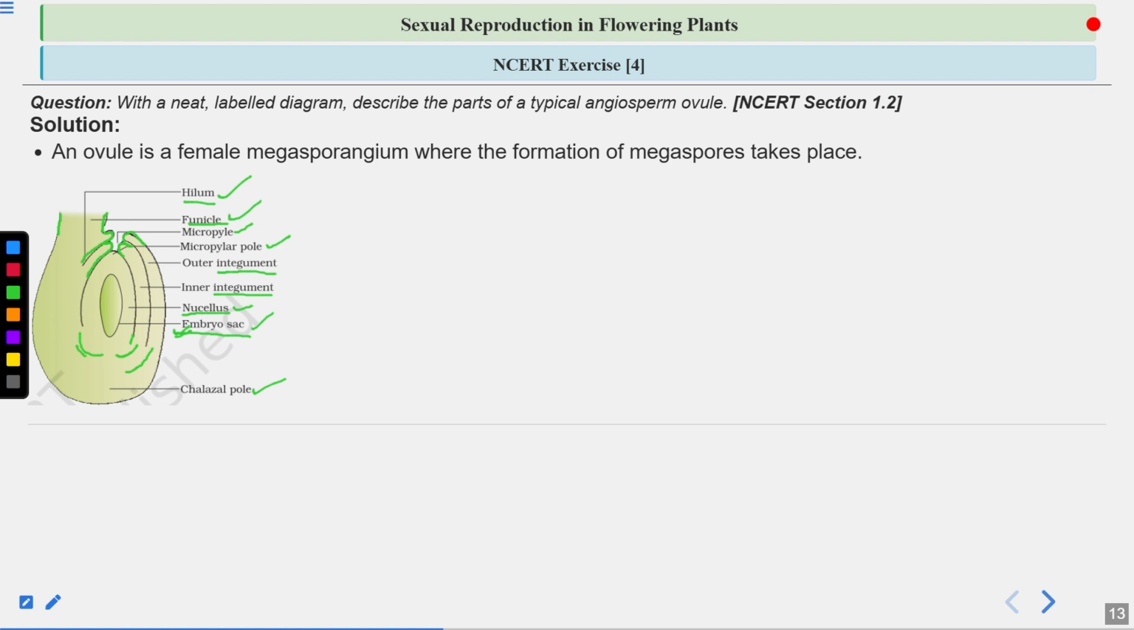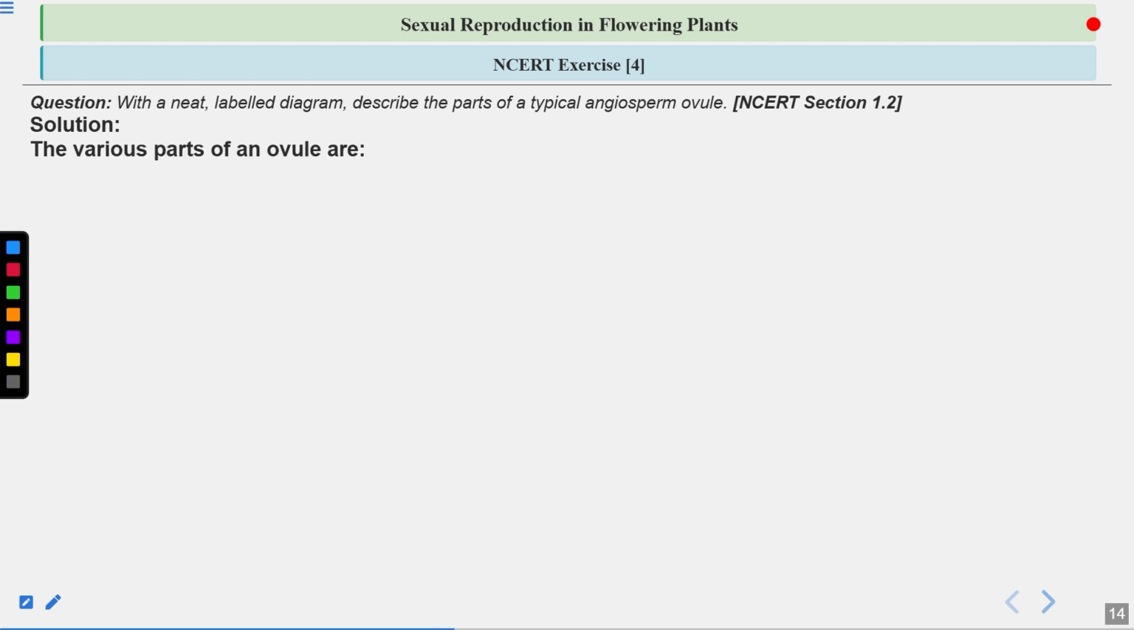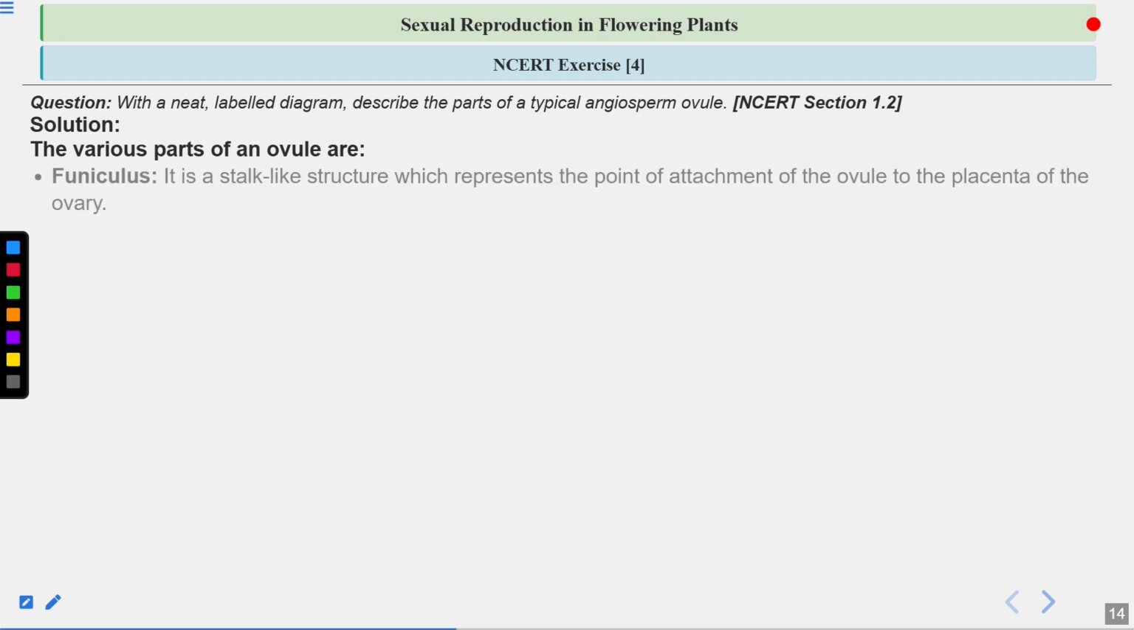So this is the whole structure of the megasporangium or ovule. Don't get confused with these two words, megasporangium or ovule. They are the same thing. So the various parts of an ovule are: first one is the funiculus. It is a stalk-like structure which represents the point of attachment of the ovule to the placenta of the ovary.